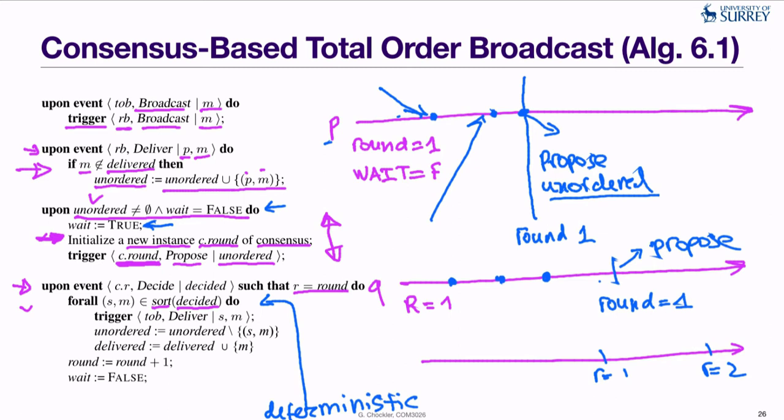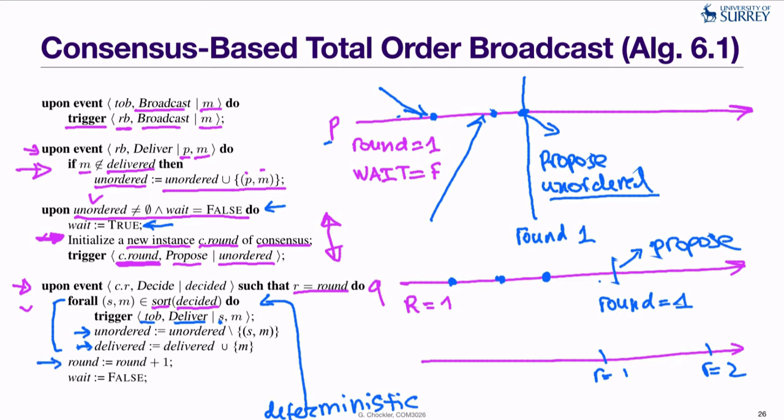and for each message we encounter, we trigger TOB deliver along with the source of the message, and then we remove the specific message from the unordered set and add it to the delivered set. And then we continue executing in this for loop until we exhaust all the messages that have been decided. Once that has happened, we are free to proceed to the next round.